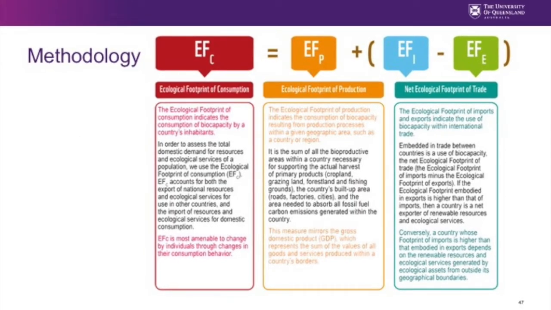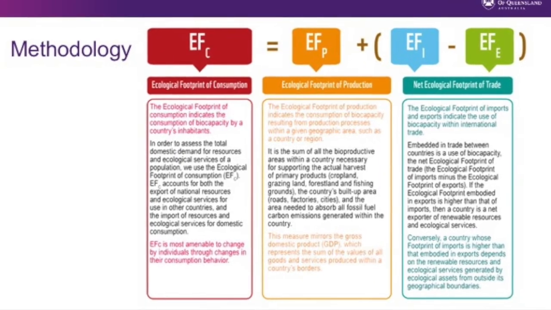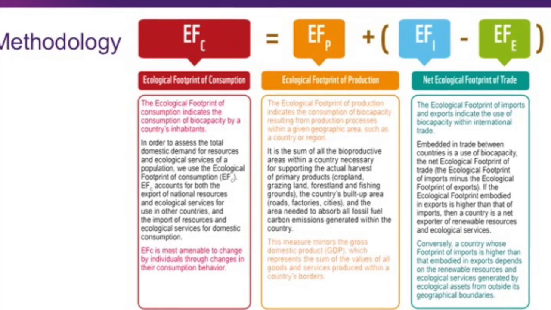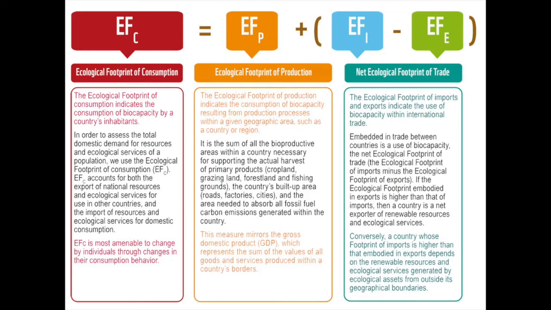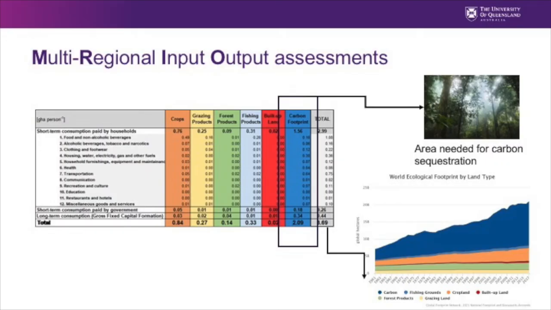So we can divide the ecological footprint of consumption, and then the ecological footprint of production, and then also the net ecological footprint of trade. Ecological footprint of consumption indicates the consumption of biocapacity by a country's inhabitants. And then production indicates the consumption of biocapacity resulting from production processes within a given geographic area, such as a country or region. And the ecological footprint of imports and exports indicate the use of biocapacity within international trade. So the multi-regional input-output assessments allow you to have estimations on the outputs of the ecological footprint.